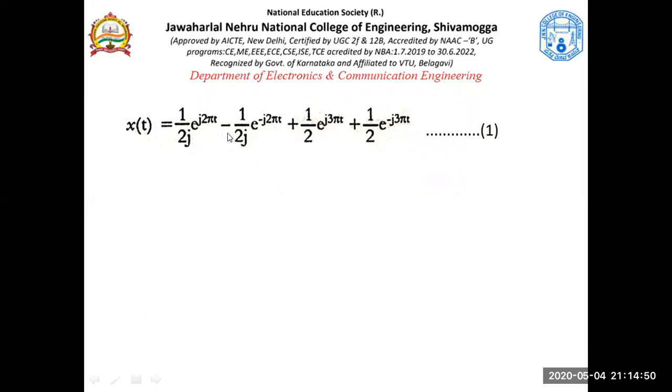The sine wave will have 2j in the denominator. This is because the complex exponential has come. This term has come because of sine 2 pi t, and this term has come because of cos 3 pi t. So if you expand sine 2 pi t, it is this. If you expand cos 3 pi t, it is this. Fine. Now there are 4 terms.